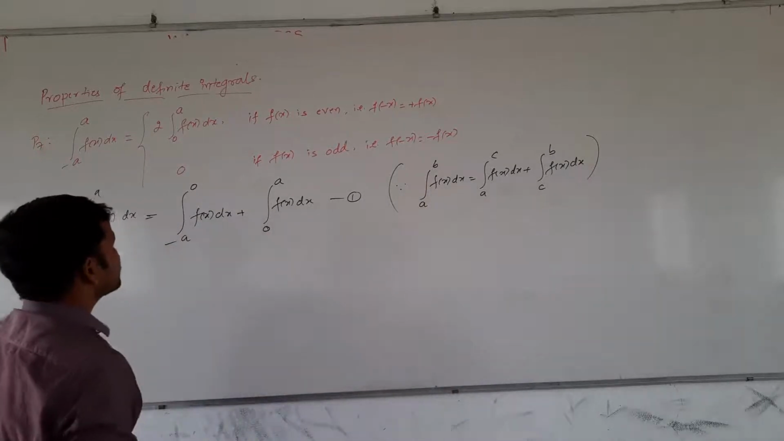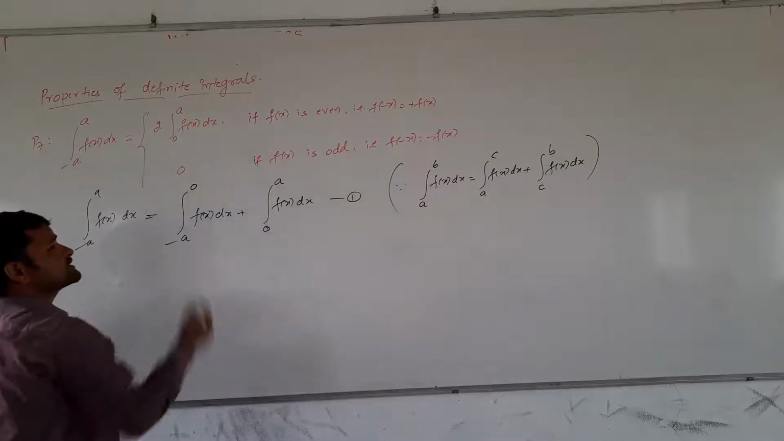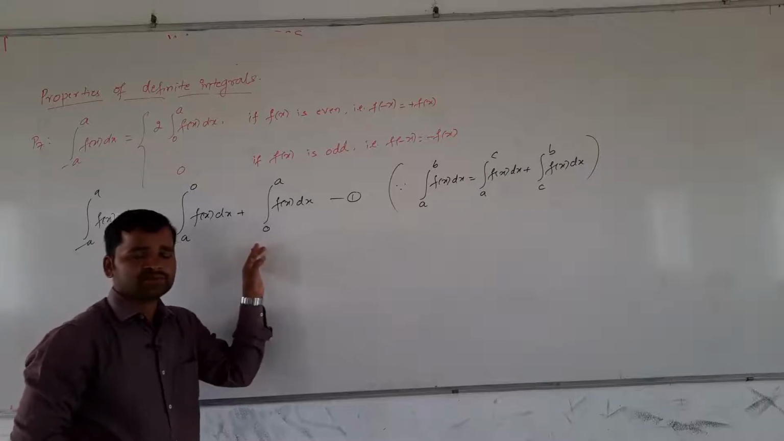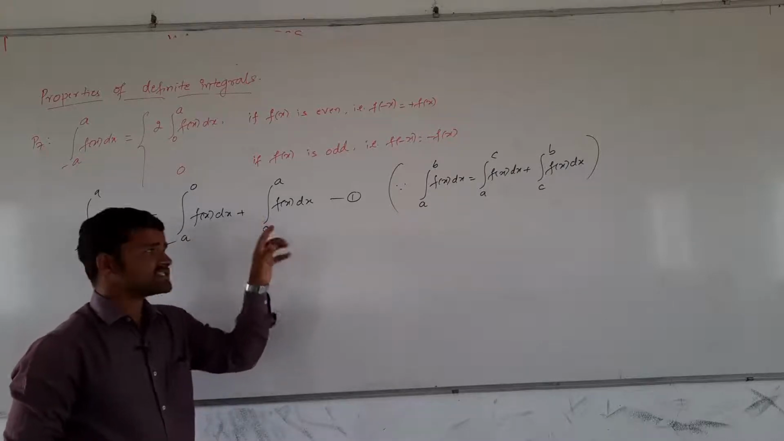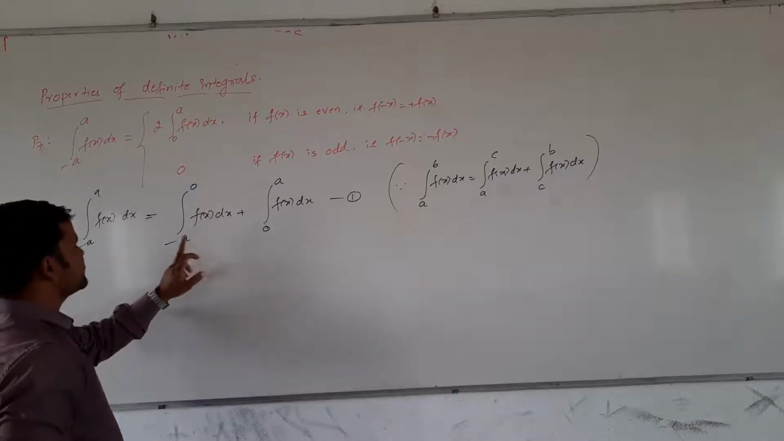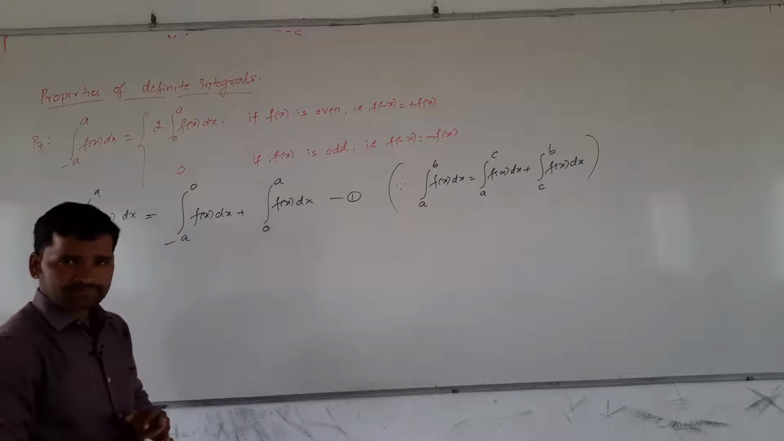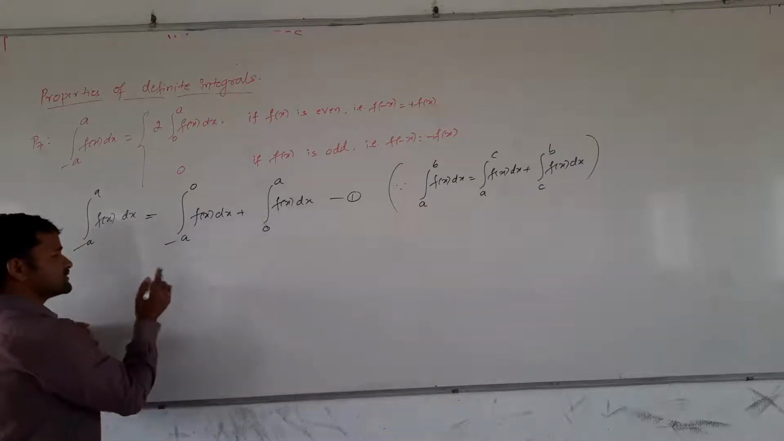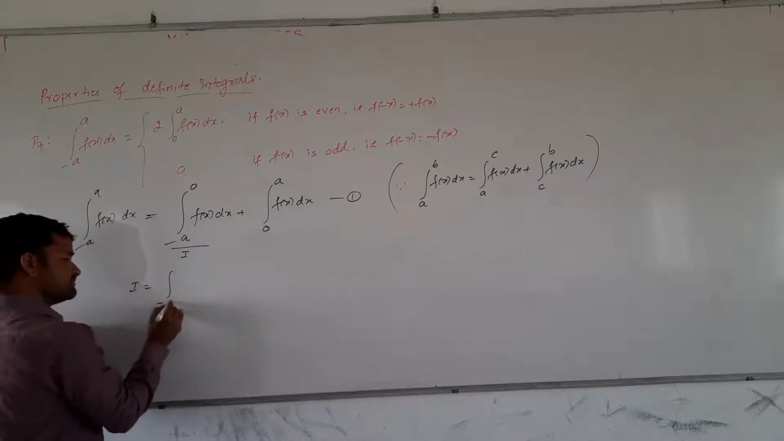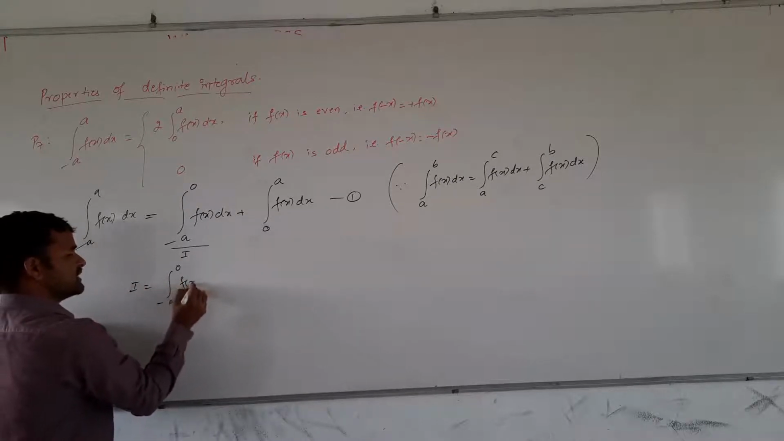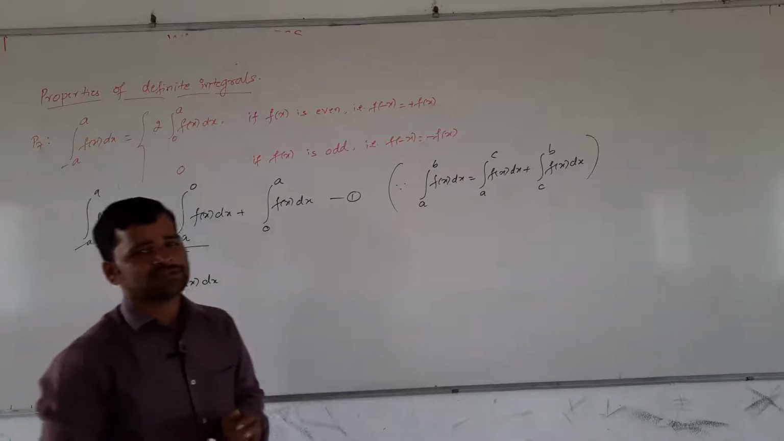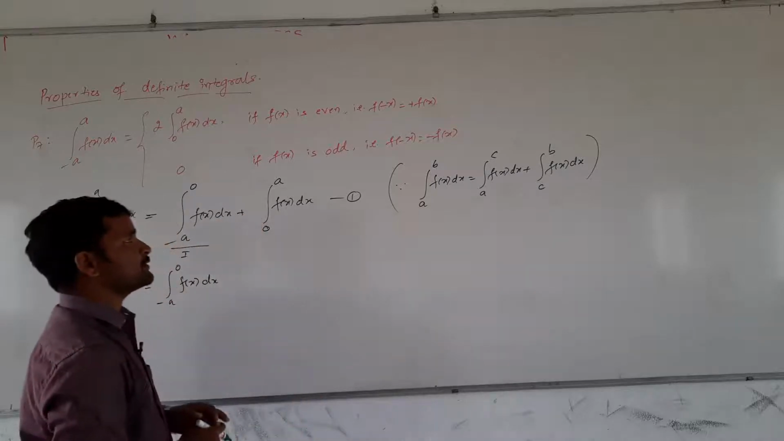Okay, fine. Now you see on the right hand side we want 0 to a. This integral, you don't do any kind of modifications with this, let it be as it is. Now coming to this integral, minus a to 0, we don't want it. So what you do, take this as I. Now I is equal to integral from minus a to 0 of f of x into dx. In this we will keep on doing modifications.